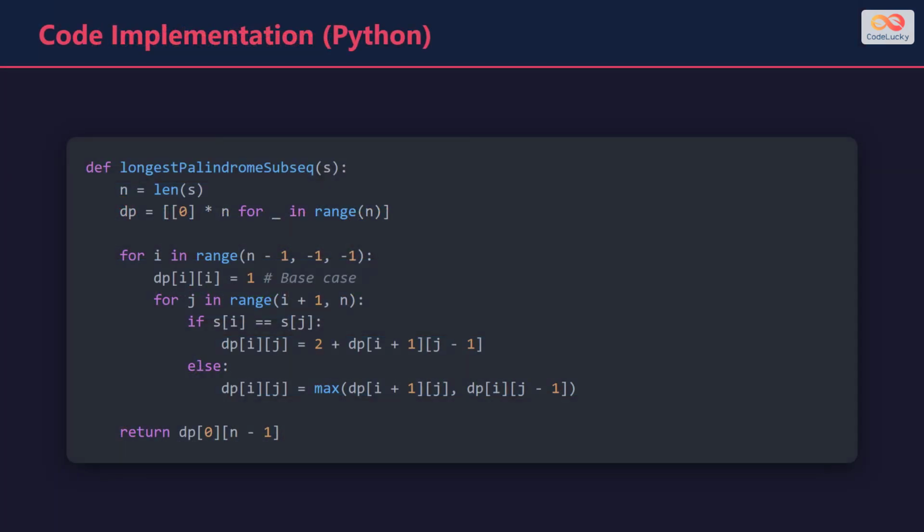Here is the Python implementation. We define a function taking string s. We initialize our n by n dp table. We use a nested loop structure. The outer loop iterates backwards from the last index to 0, and the inner loop goes from i plus 1 to the end. This ensures we always have the values for the smaller subproblems ready when we need them. Inside the loop, we apply our match or no match logic. Finally, we return the value at index 0, n-1.